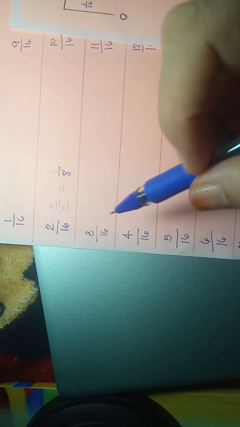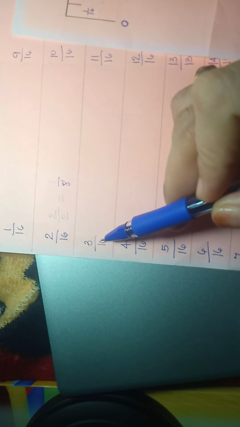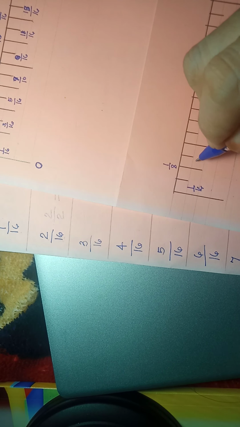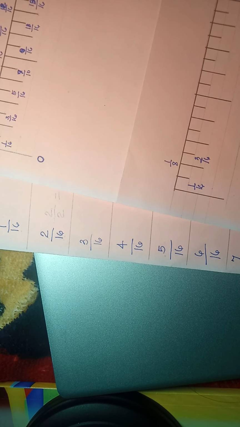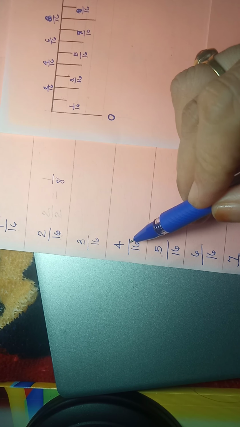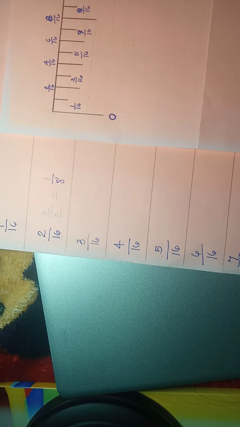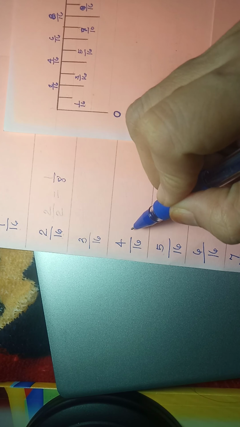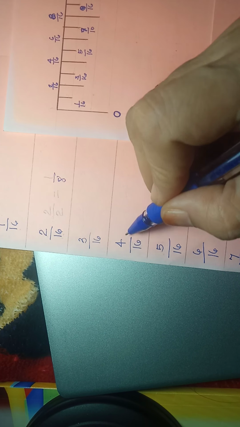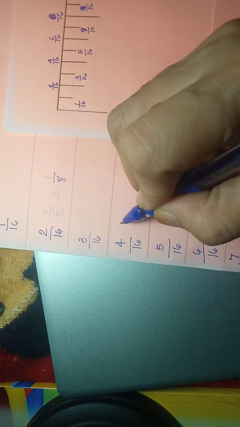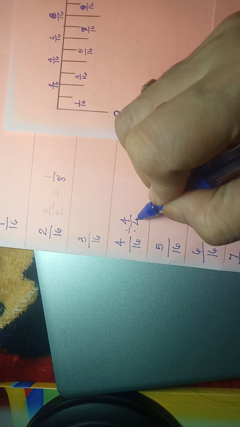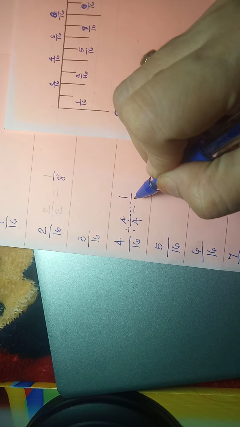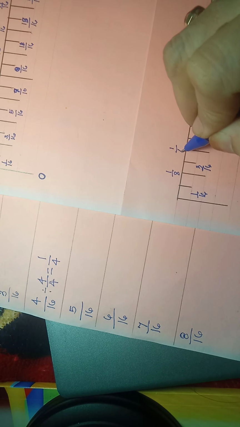Then on the next fraction, we have 3/16. This 3/16 cannot be reduced to its lowest term, so it remains 3/16. While on the fourth calibration, 4/16, this can be reduced to its lowest term. So we are going to find out how to reduce this. 4 is the common divisor of the numerator and the denominator, so we're going to divide this by 4. So this becomes 1, then 16 divided by 4 is 4. So therefore, this is 1/4.